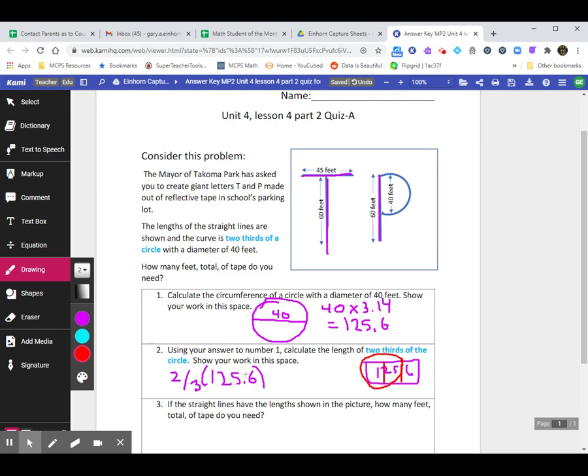Well, we have 2 ways of doing this. We can do it with fractions, divide by the bottom and multiply by the top. I can take 125.6, divide by the bottom, which gives me one of these pieces, and then multiply by 2 for 2 of the pieces. If I take 125.6 divided by 3, and then multiply that answer by 2, I get 83.7.